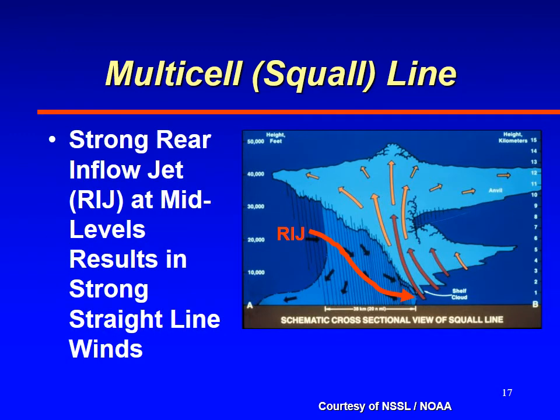As I mentioned, dry environmental air coming in from the back of the storm then mixes with the downdraft. In meteorology, we call that a rear inflow jet. That happens at mid-levels, typically at about perhaps 15 to 20,000 feet if the winds are strong. And when you get a strong rear inflow jet, it can create some really strong straight line winds.